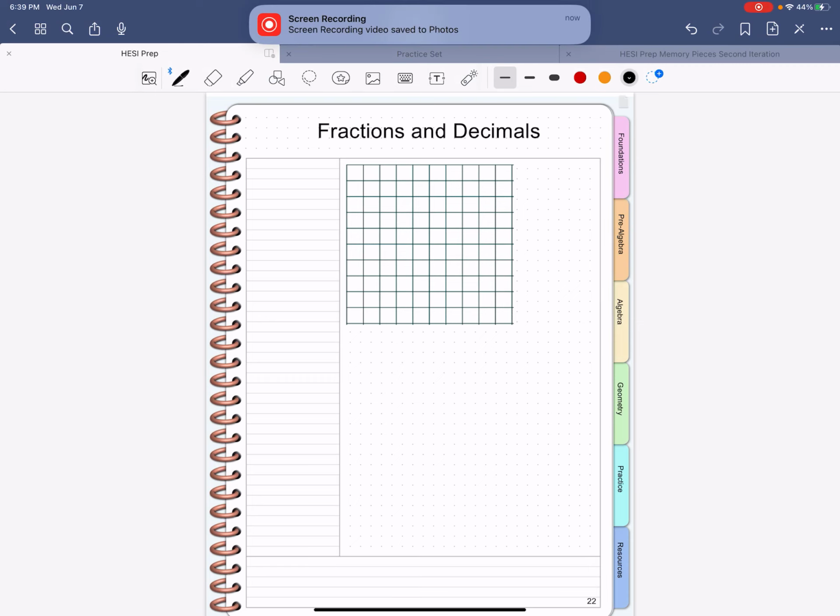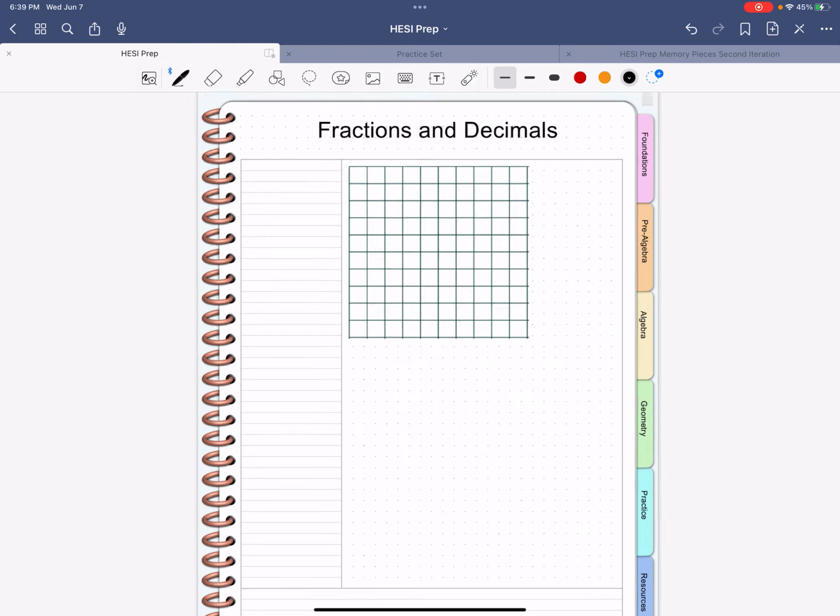I am on page 22, and we're looking at how to turn fractions to decimals and decimals to fractions. Now, the calculator will help you on fractions to decimals. Decimals to fractions is a little bit different. So I'm trying to get my pencil to work. If you hear that clicking, there we go. Okay, so let's do an example here.